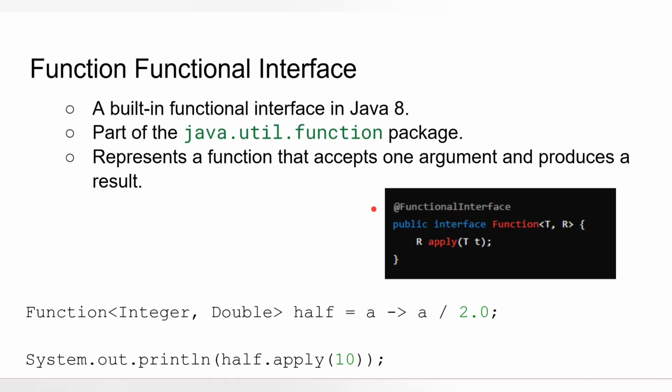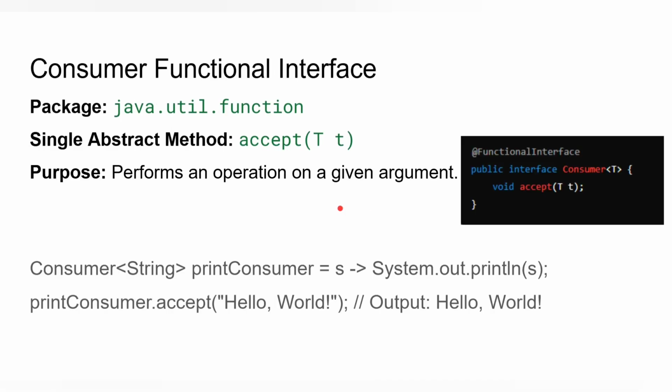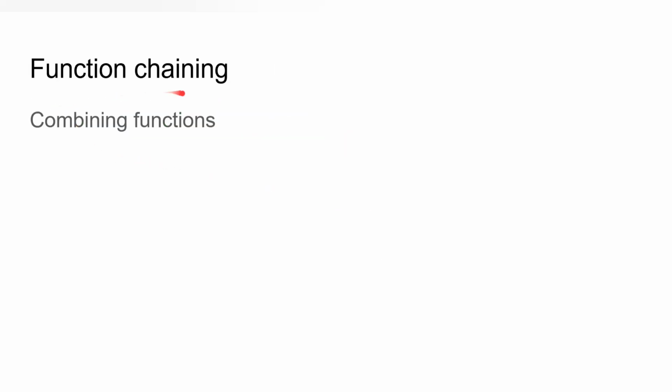In the previous video, we have already learned about functional interface, how to pass the arguments to a function interface, that we have already seen in the demo. That link is already in the description. Now we are going to learn about function chaining. So function chaining is used to combine the functions.